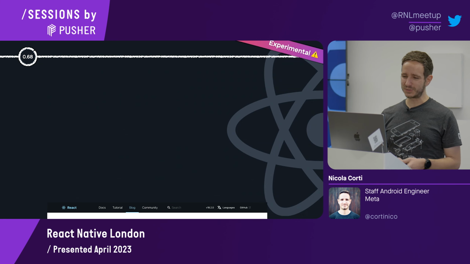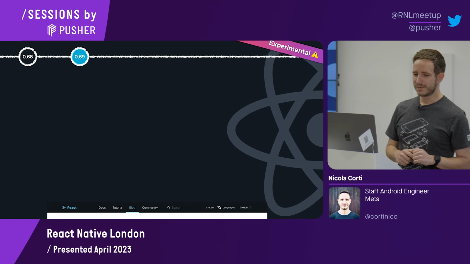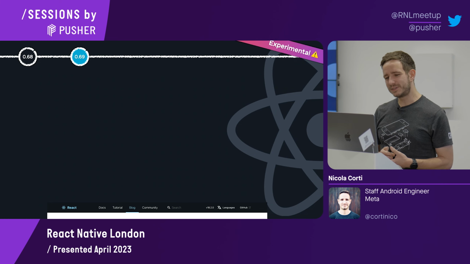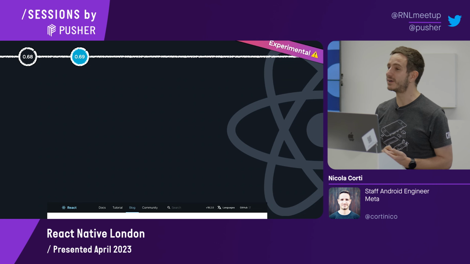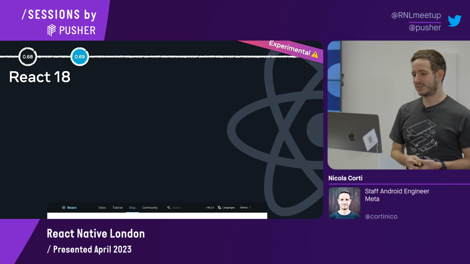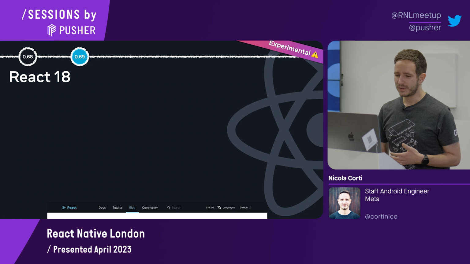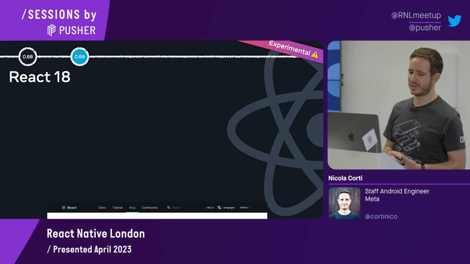But let's jump to June. In June, we released React Native 0.69. I think the biggest feature we released here is React 18. React 18 was actually released in March, but React Native takes a little bit of time to keep up with the React version. And React 18 was quite a big one.